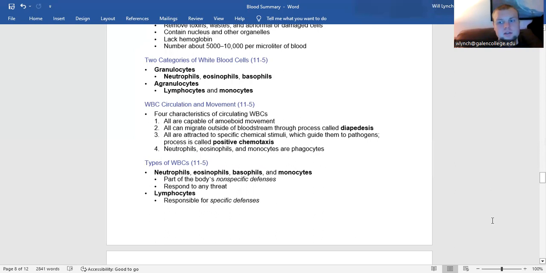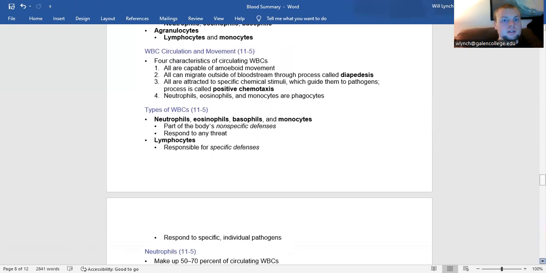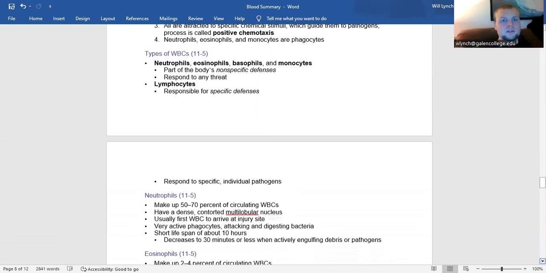The granulocytes are going to be the neutrophils, basophils, and eosinophils, as we know. The monocytes and lymphocytes are the agranulocytes. The neutrophils, basophils, eosinophils, and monocytes are all part of the innate response. They are part of the initial innate immune response.